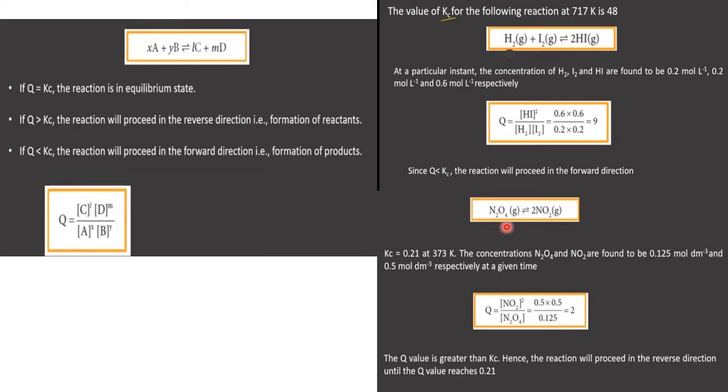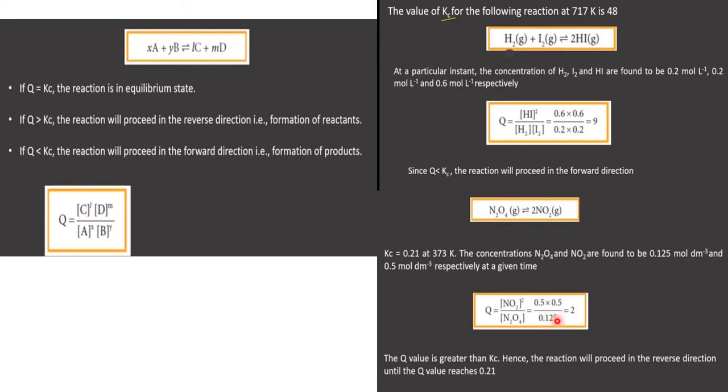Okay, the next example, N2O4 gives 2NO2. Here also the Kc value is given as 0.21, and the concentrations of the reactants and products are given at a particular time. Because equilibrium is not reached, we calculate Q. Okay, so the concentrations are given, so Q value is equal to product concentration divided by reactant concentration, NO2 the whole square divided by N2O4. So what is the NO2 concentration? NO2 concentration is given as 0.5, the whole square. So 0.5 the whole square divided by, what is the concentration for N2O4?